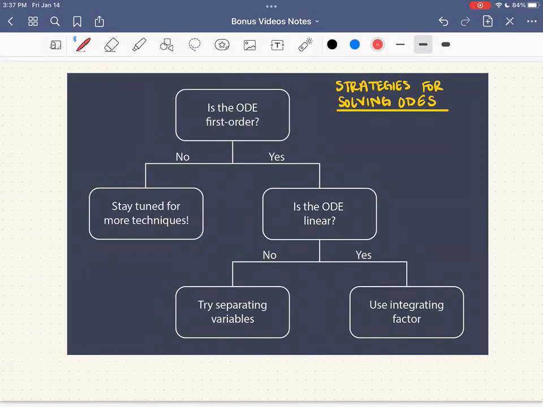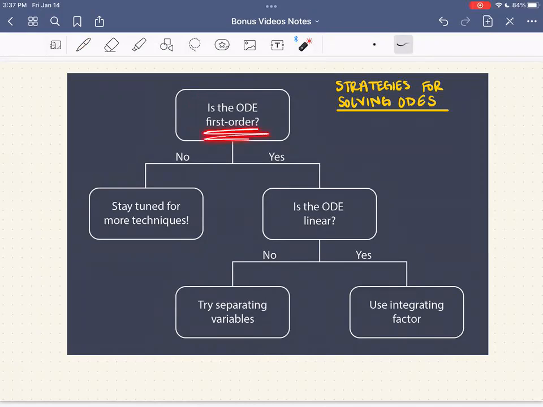So we're going to talk today about solving first-order differential equations using separation of variables. That's what this video is going to cover. But before we do that, I want to talk really quickly about how you decide what method to use to solve an ODE. The first thing I advise doing is figuring out the order of the differential equation.